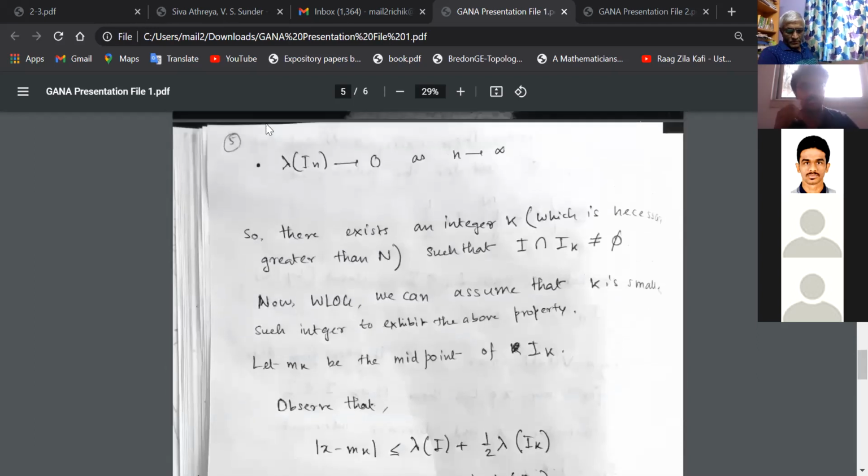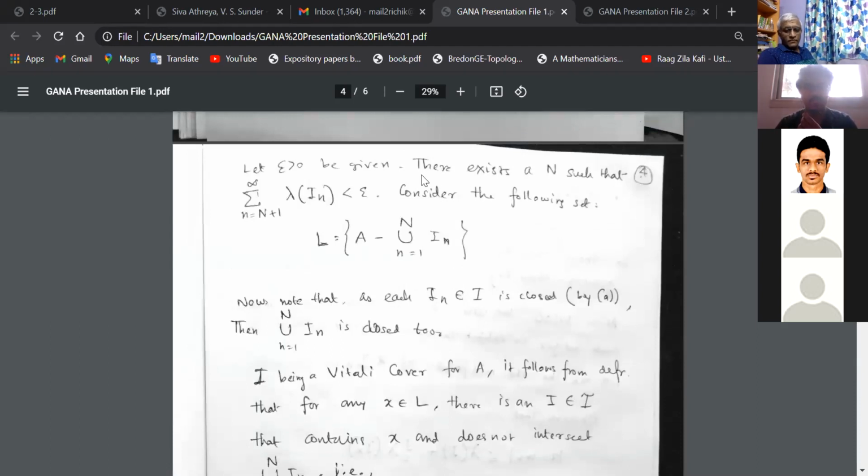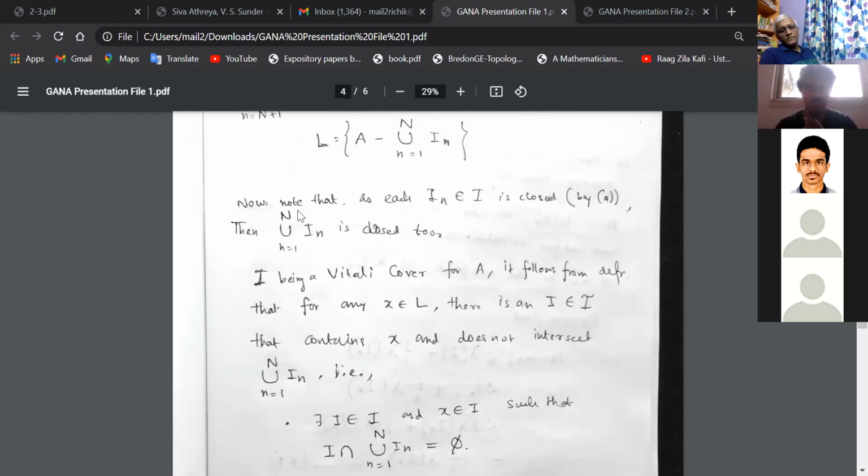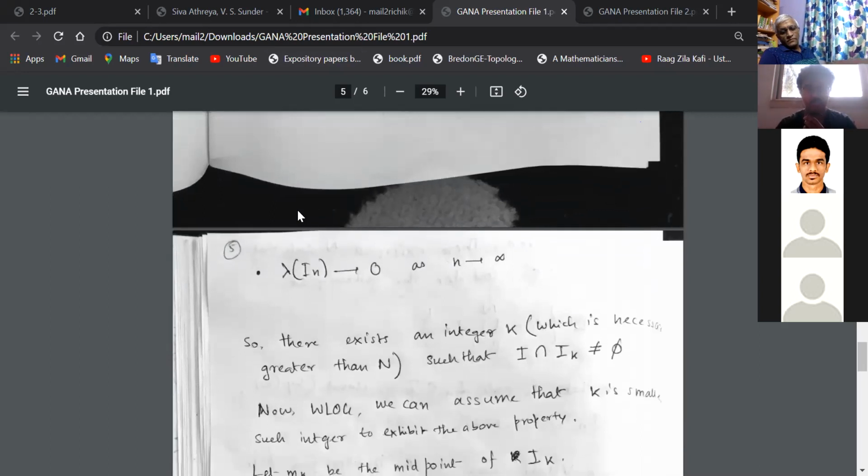And our second observation is about lambda of In as a sequence. Let us consider lambda of In, with n running from 1 to infinity. This converges to 0 as n tends to infinity. And why does it converge to 0? Because for any given epsilon greater than 0, the summation from n equals 1 to infinity of lambda of In is less than epsilon. The choice of epsilon is in our hands, so we can make it epsilon by n, and like that, by using the sandwich theorem, we can show that lambda of In will actually go to 0.